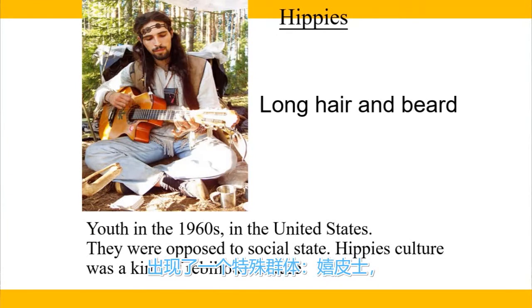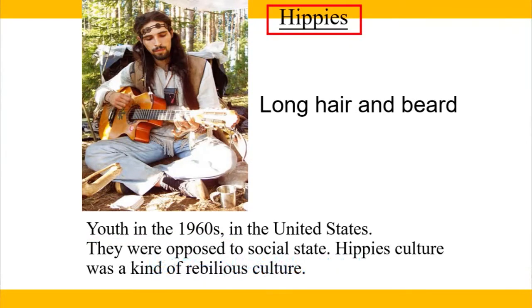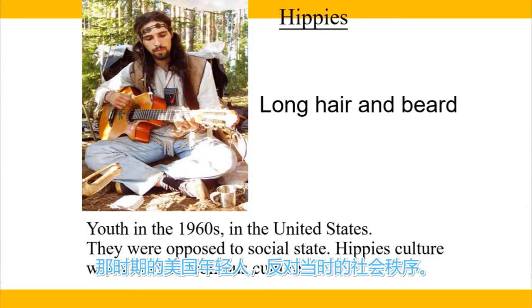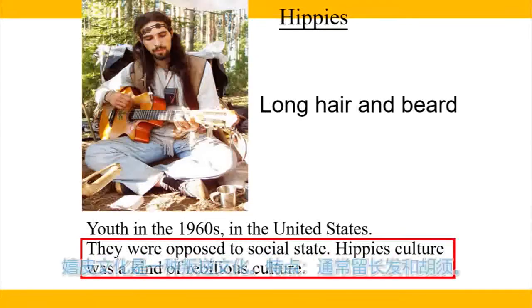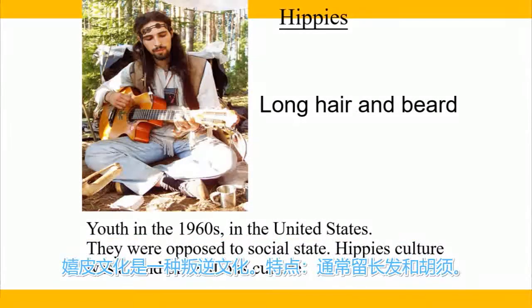Okay, so some kind of unusual groups appeared during the 1960s. They were called hippies. Hippies were young people in the United States at that time. They were opposed to the social state, and hippie culture was a kind of rebellious culture. The features of hippies: they usually wore long hair and beards.